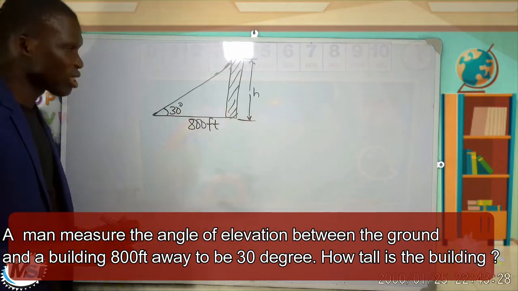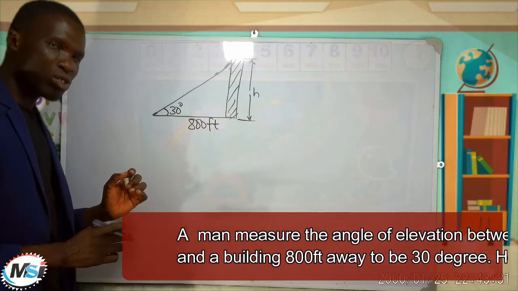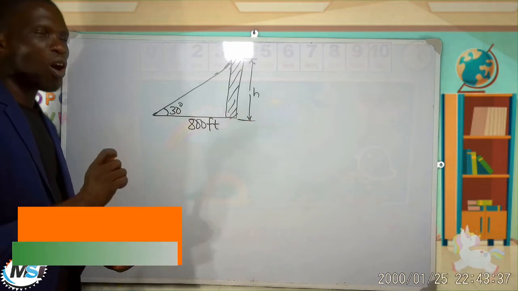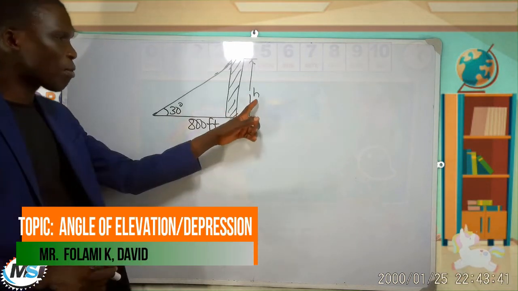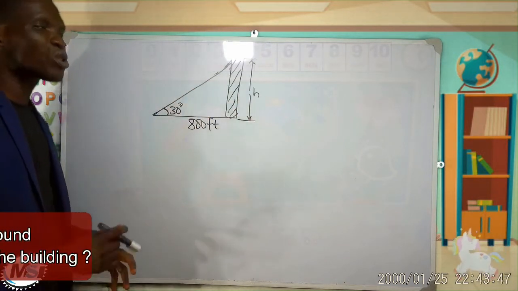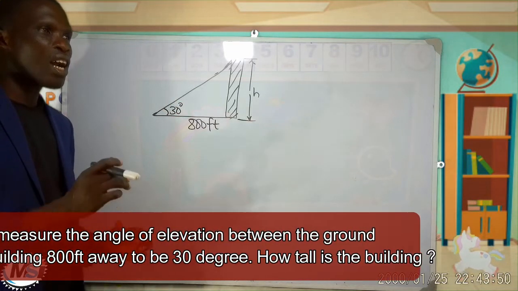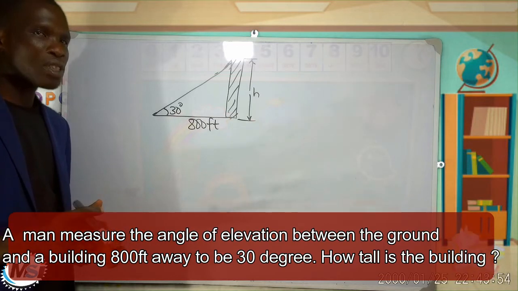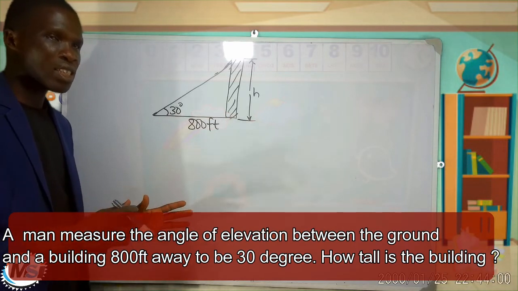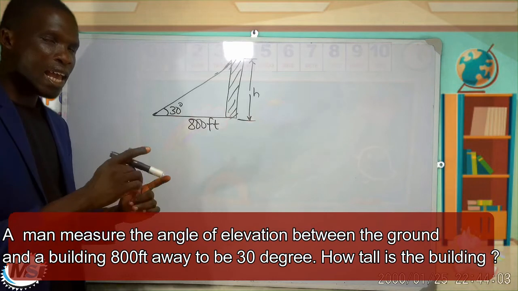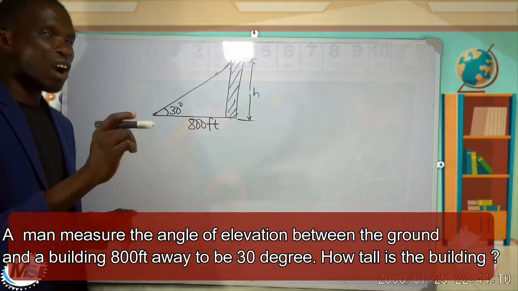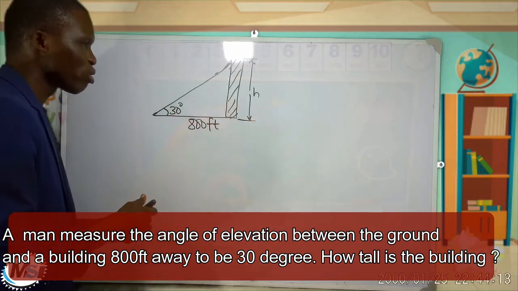Now to do this, you need to understand what I told you before. If you use sine theta, opposite over hypotenuse, opposite is not given, hypotenuse is not given, so we can't use that. If you use cosine, that is adjacent over hypotenuse, so no. Now let's take a look at tan theta. Tan theta is opposite over adjacent, so we are going to make use of tan theta here.